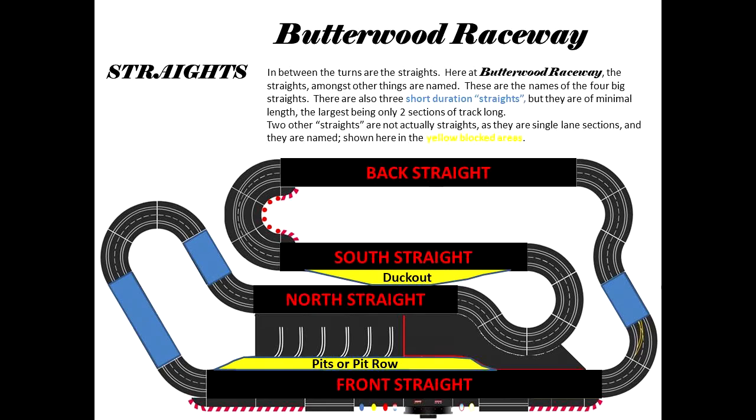Slide 6, The Straights. In between the turns are the straights. Here at Butterwood Raceway, the straights, amongst other things, are named. These are the names of the 4 big straights. There are also 3 short duration straights, but they are of minimal length, the largest being only 2 sections of track long. 2 other straights are not actually straights, as they are single lane sections, and they are named, shown here in the yellow blocked areas.